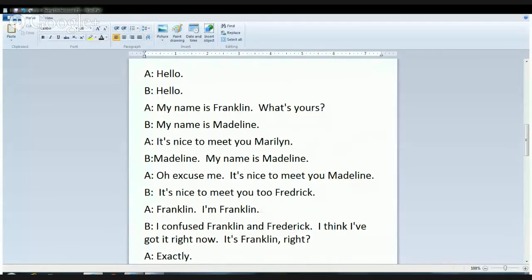That's true. No one understood each other's name, because the names sound similar. Madeline, Marilyn. It's easy to get confused. So sometimes maybe Madeline is not a popular name where you live, but Marilyn is. So you say, "Oh, Marilyn." No, it's Madeline. That happens to me here in Costa Rica.